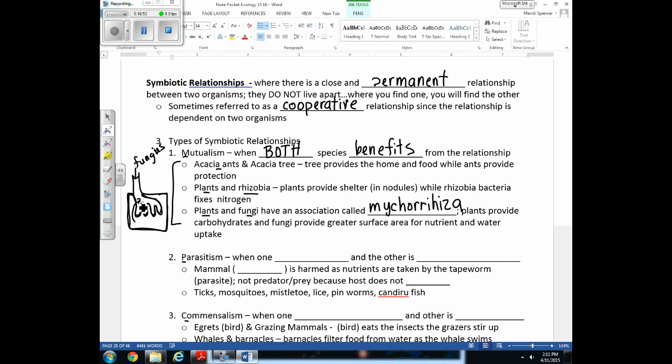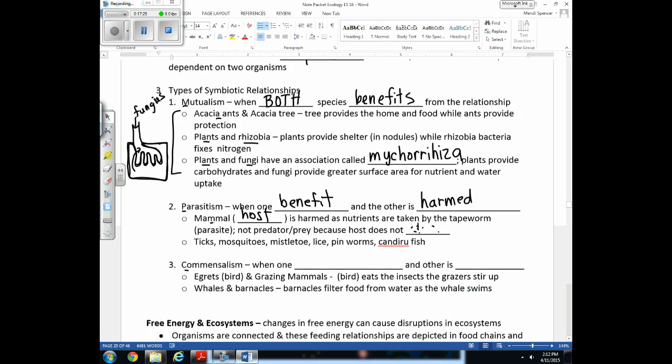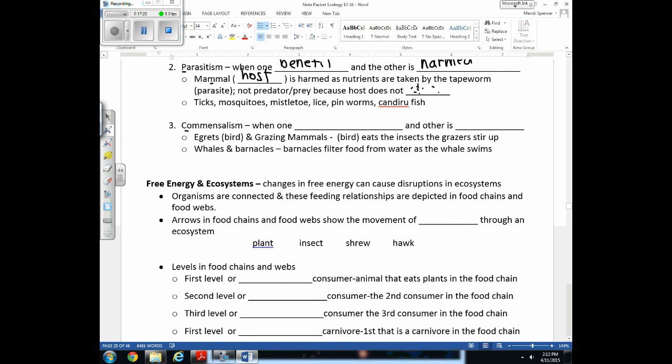When we have a parasitic relationship, we have one that's going to benefit, and one is being harmed. So this isn't really necessarily considered a cooperative relationship. So a good example is between a mammal and a tapeworm. Now, the organism that is being harmed or being fed off is called the host. That parasite is getting energy from that host, but it's not considered predator-prey because usually the host does not die. As a matter of fact, parasites don't want to kill the host because they're living off the host, and if the host dies, then the parasite dies.